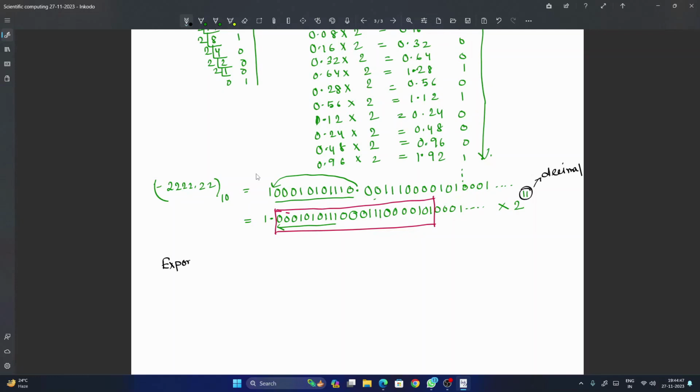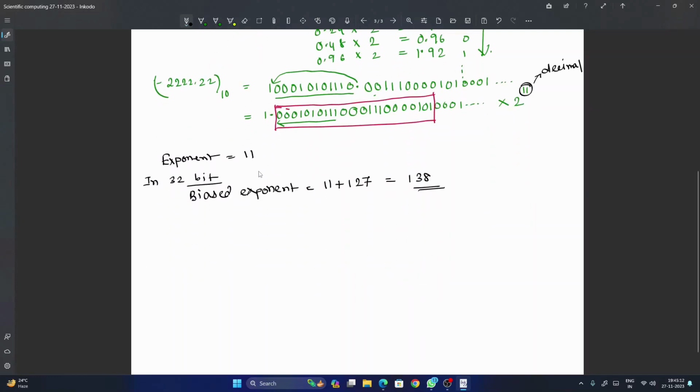So here the exponent is equal to 11, but in a 32-bit system this biased exponent is equal to 11 plus 127, that means 138. That is the biased exponent. Now make it binary. Now 138 divided by 2, 0, 2, 1, 0, 1.